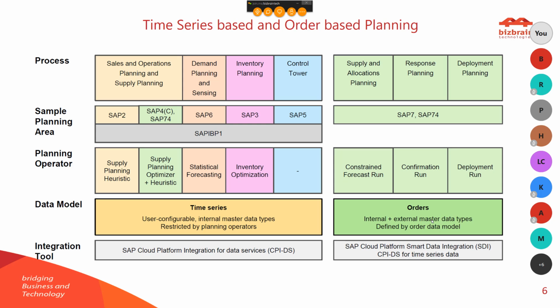Whatever demand planning, demand sensing, S&OP, inventory, control tower, whatever we are doing, they are all time series based tools. And when it comes to allocation planning, supply and allocation planning, response and deployment planning, it is order based. So I just want to hear a question if anyone does not understand the time series and order based difference.